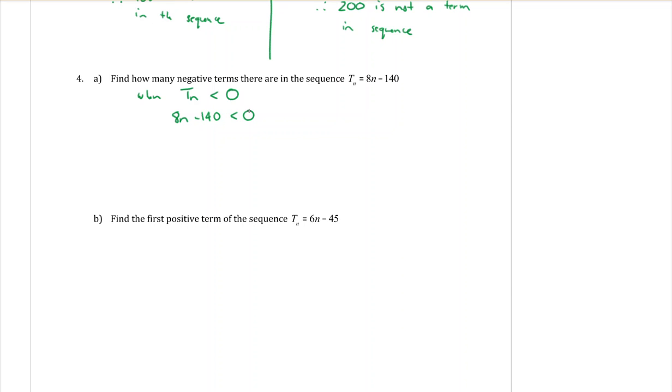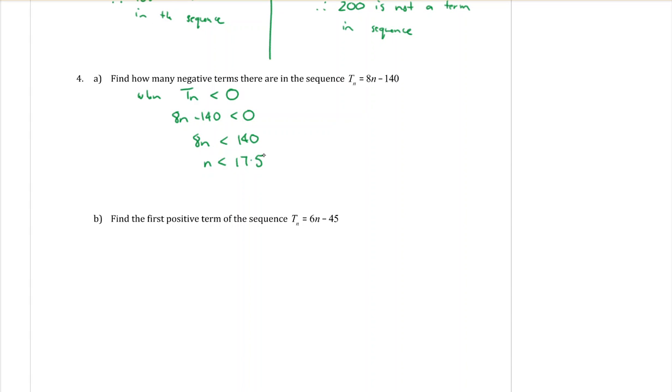And I'm going to solve that inequality. So add the 140 across. 8n is less than 140. And dividing by 8, you get 17.5. Now that means that 0 is actually not a value of this sequence. If I got a nice whole number there, it would be right on 0.